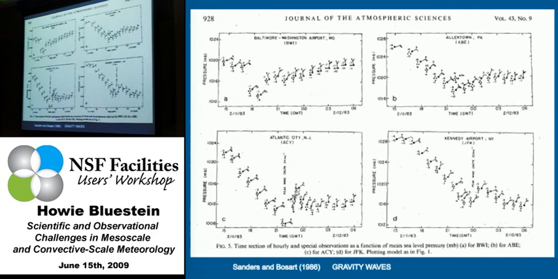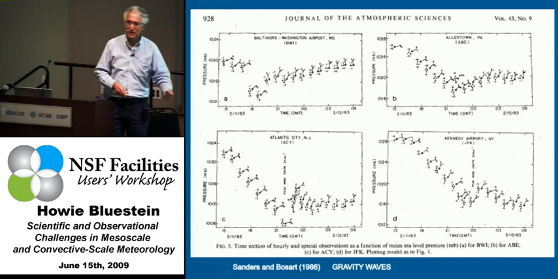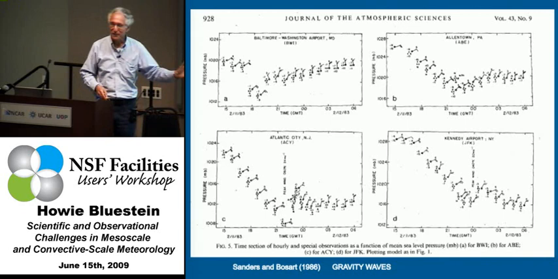This has very, very important consequences for precipitation in winter storms. These are a type of gravity wave. How do we go ahead and measure what's happening in the gravity wave? An observational challenge. How can we predict when these gravity waves are going to occur?